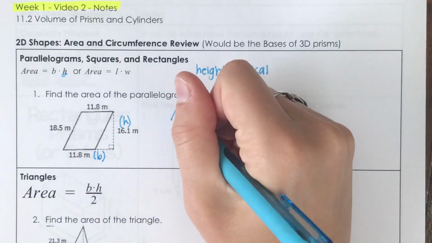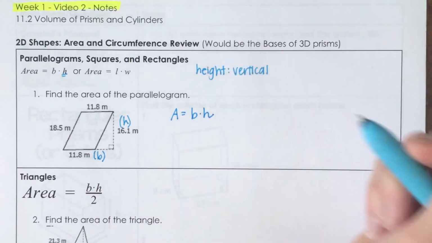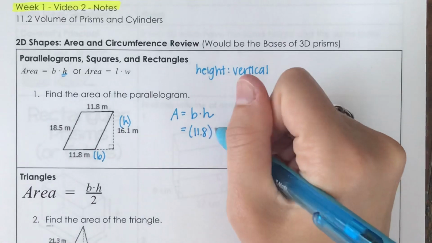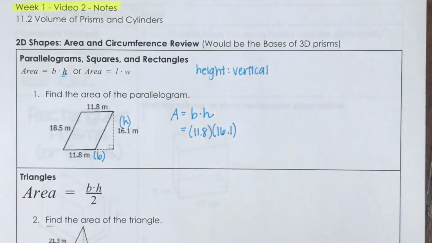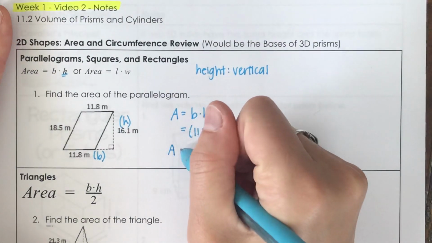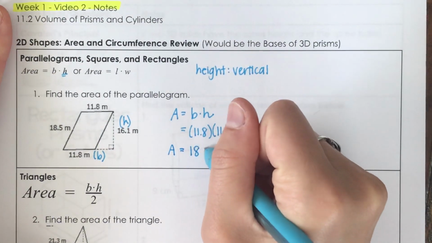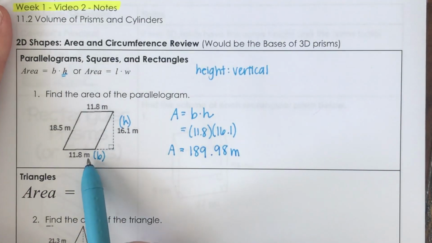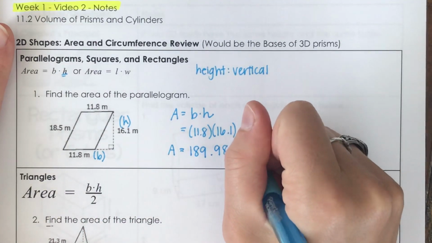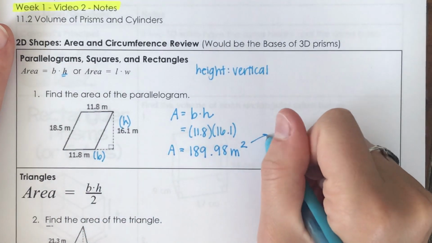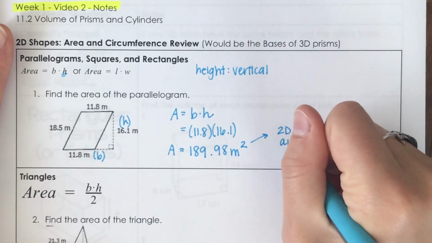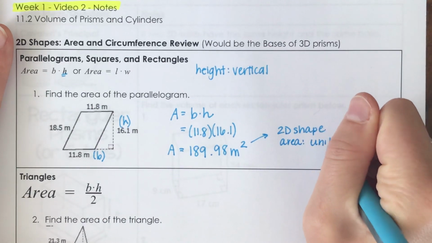Okay, so my area is equal to base times height. My base is 11.8 times my height is 16.1. And when I put that into my calculator, I get area equals 189.98. And now it's meters, right, because that's the label, and then it's meters squared. Now, it is squared because it is a 2D shape. Okay, and anytime you do area, it's always going to be a unit squared.